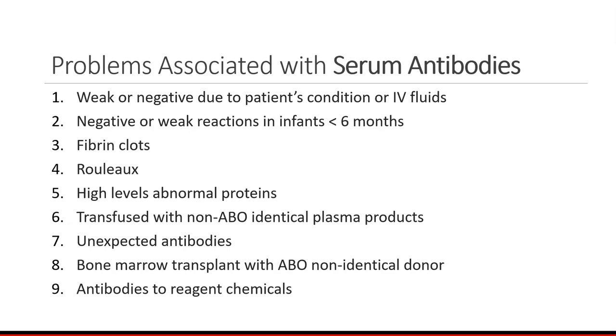Antibodies to reagent chemicals. This is bizarre. I've never seen it. But you can get an antibody to a chemical in the mixture that the reagent cells are suspended in, then those little lattice formations could potentially cause agglutination of the cells by non-discriminately attaching to them, and then when you spin it down, causing agglutination of the cells.